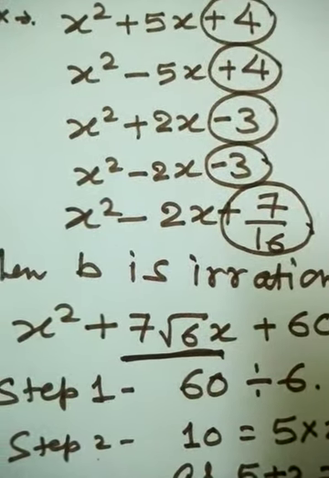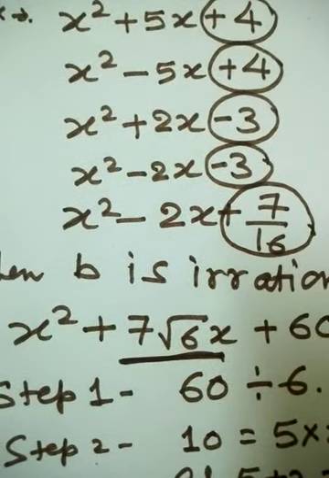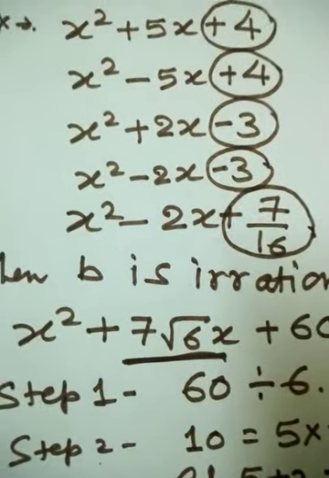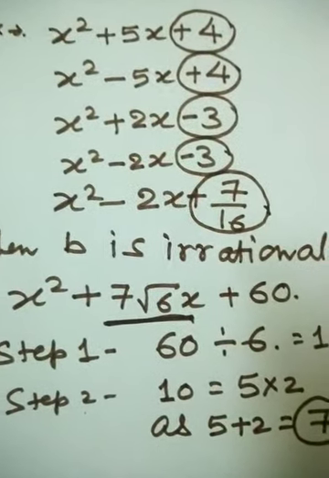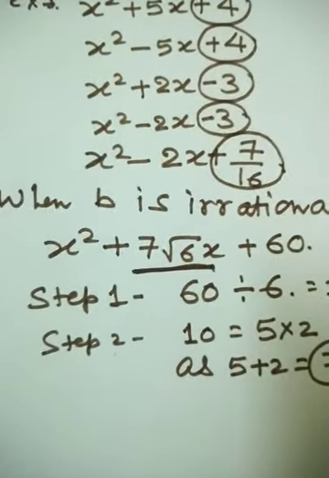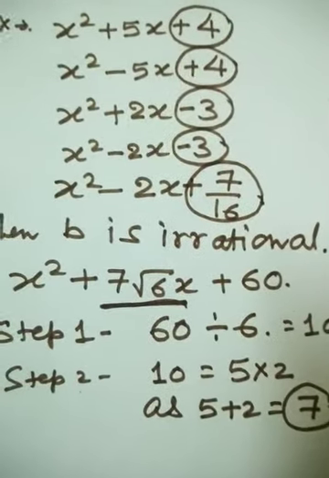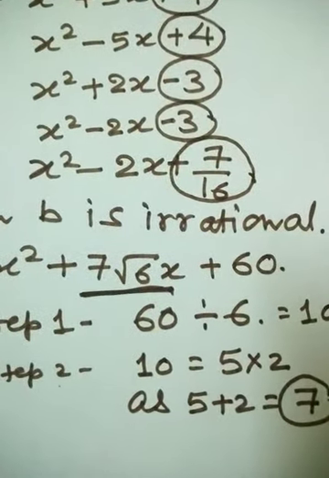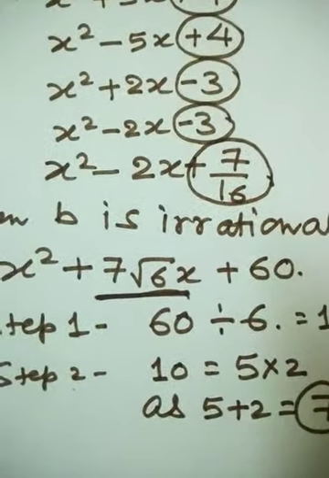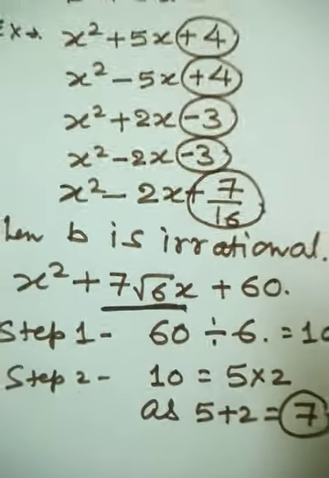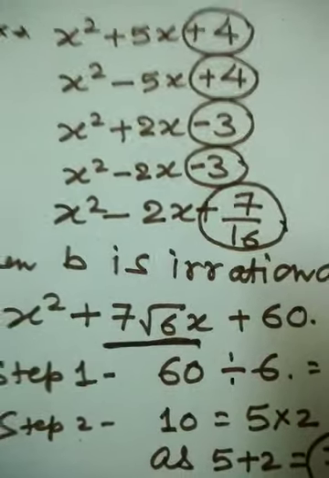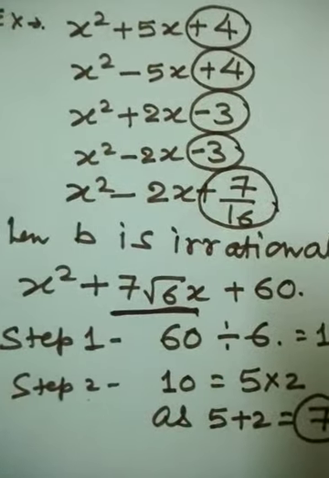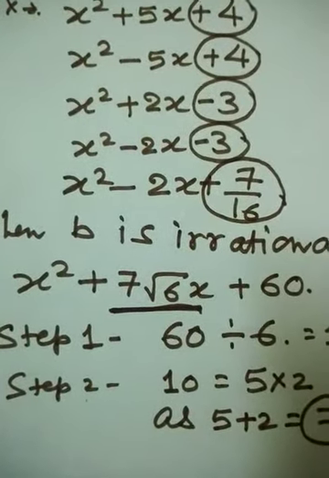Irrational factor means in 7 root 6, 7 is rational, root 6 is irrational. The square of root 6 is 6. First of all, we divide 60 by 6 as I have explained in step number 1. Then we get the quotient as 10. And whatever quotient you get, because in every question the numbers will be different, first of all we will divide by the square of the irrational factor of the second term.